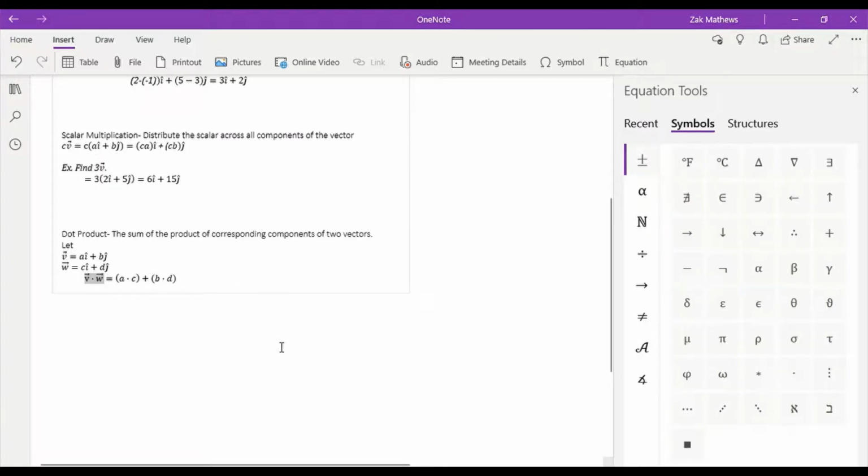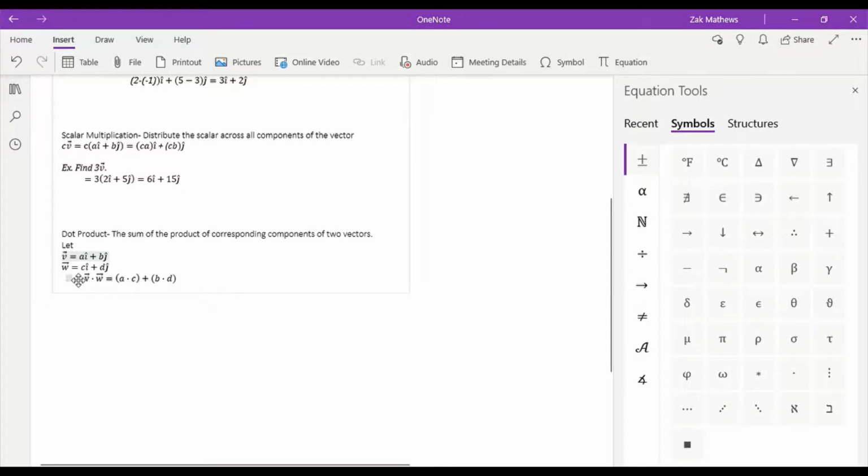Let's move on to our last topic, the dot product. The dot product gives us the sum of the product of corresponding components of two vectors. So let's define vector v as ai hat plus bj hat. w is equal to ci hat plus dj hat. Well, v times w then is going to be equal to a times c. We're multiplying the two horizontal components together, plus the two vertical components, the b and the d, we're going to multiply those together.